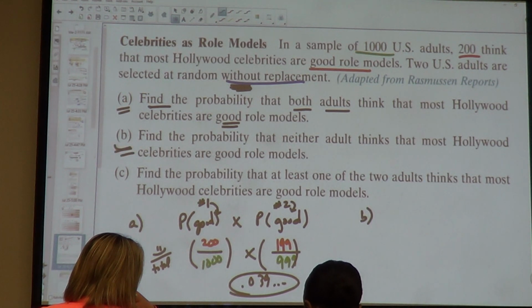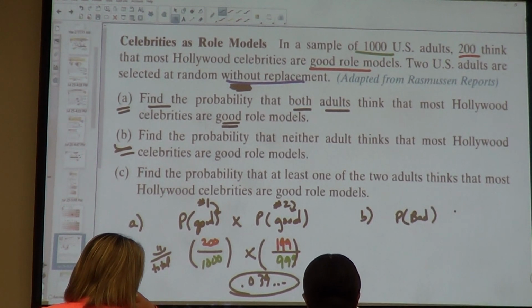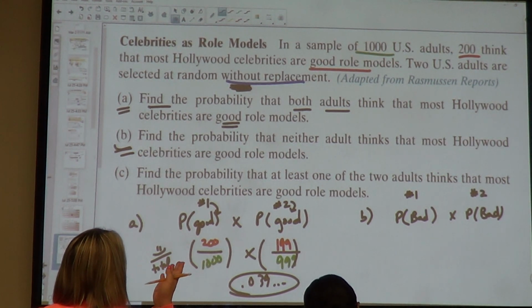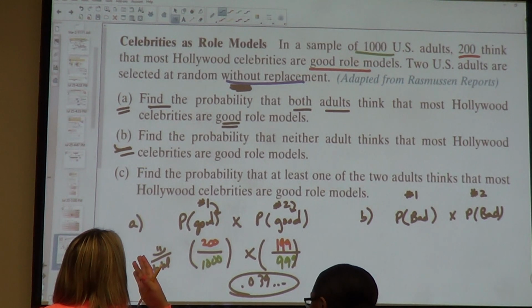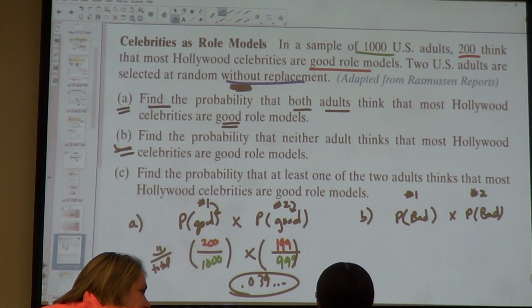Find the probability that neither adult is a good role model. So this one is going to be the probability that they're a bad role model and the probability that they're a bad role model. So the first person is going to be a bad role model, the next person is going to be a bad role model. If 200 are good, how many are bad? 800. 800 are bad, and then the second one you subtract, because it's without replacement.